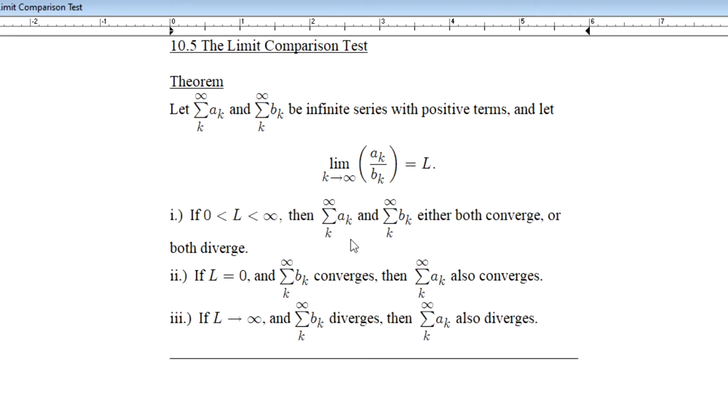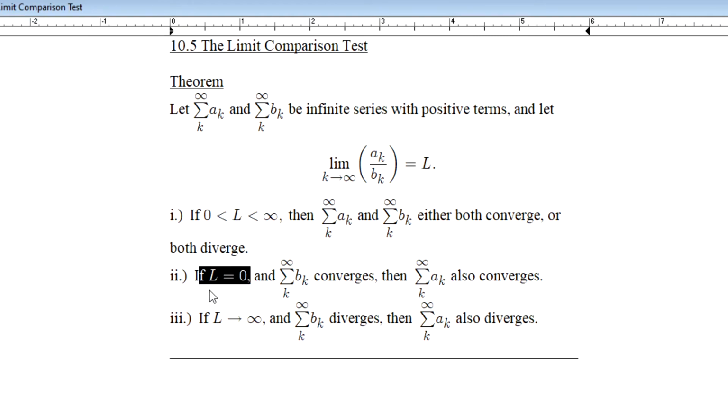If we roll through those three results, the first result considers the case where, when you calculate L, L is a value between 0 and positive infinity, not equaling 0 and certainly not equaling infinity. We can never equal infinity. What is then true is that both our given series, A sub k, and our known series, B sub k, are either going to be both convergent or both divergent in behavior. So if we know that series B sub k diverges, then series A sub k would diverge. And if we know series B sub k is convergent, then we know series A sub k converges. That is the first result we could have in the limit comparison test.